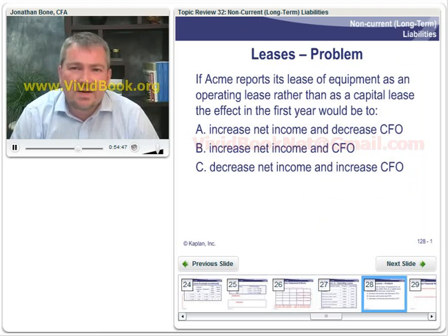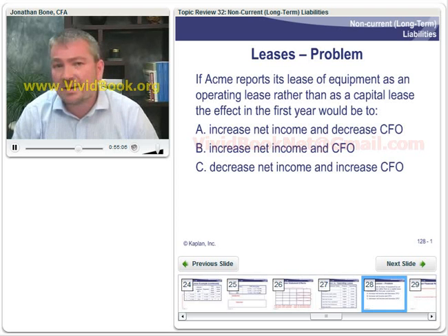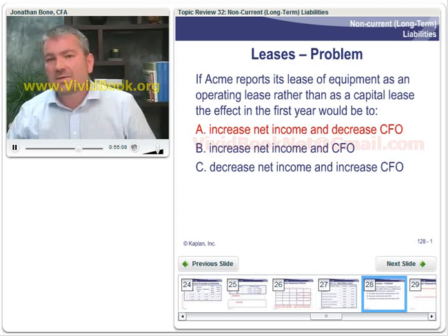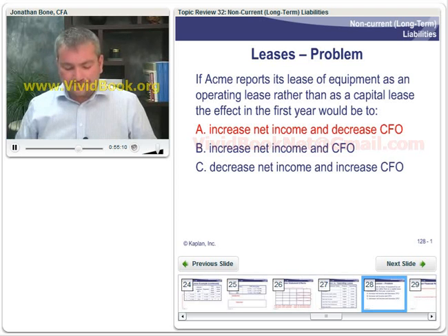And it would decrease CFO. Now that sounds good to me, because remember the full payment goes through under operating lease through CFO, whereas only interest goes through CFF. Let's just check the other ones. Increase net income and increase CFO. No, of course it would decrease CFO and operating lease. Decrease net income, well, we don't need to go any further. So our answer should be A.